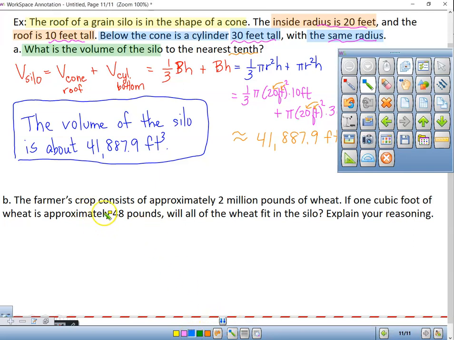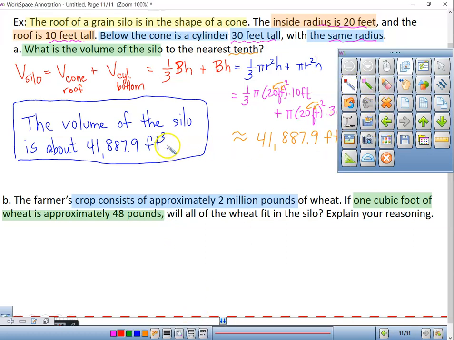All right, so we know that the crop for the farmer is approximately 2 million pounds. We know that 1 cubic foot, which if you'll notice is our unit for volume, of wheat is about 48 pounds. So what we can do here is take our volume of cubic feet and convert it into pounds and figure out if there will be enough space for all of the pounds of the crop.